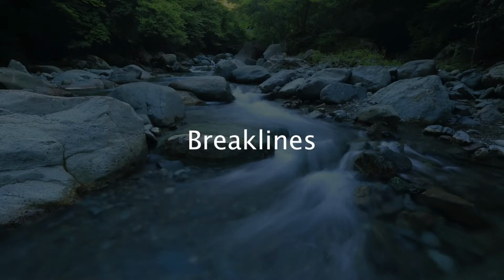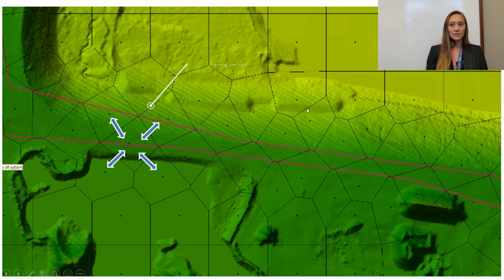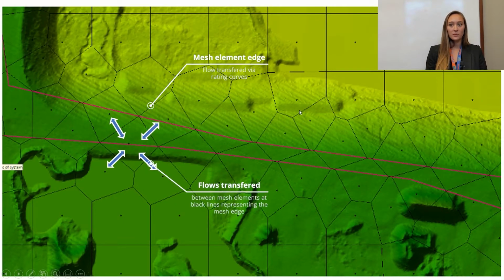We've got a lot to cover in a short amount of time, so let's dive into our first topic, break lines. We do need to be conscious regarding the use of break lines and the locations where we place them. Let's take a look at how flows are modeled across the mesh to better understand break line placement. As you can see here, the flows are transferred from grid cell to grid cell, where each grid cell edge is reading the underlying terrain.